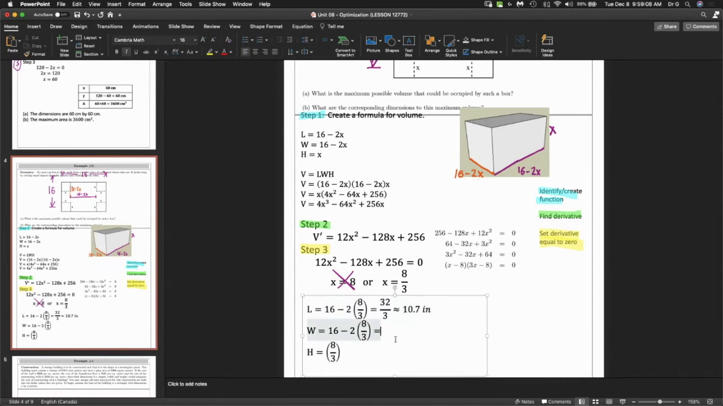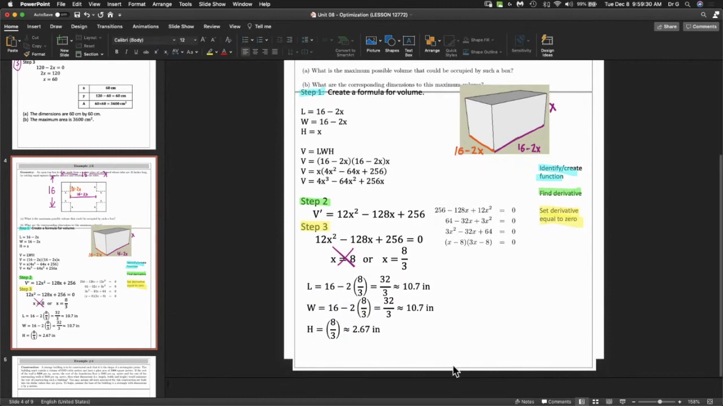The width is also going to be 32 over 3, or approximately, and you guessed it, 10.7 inches. And finally 8 over 3, which is approximately 2.67 inches. And also, don't forget our volume, maximum volume.